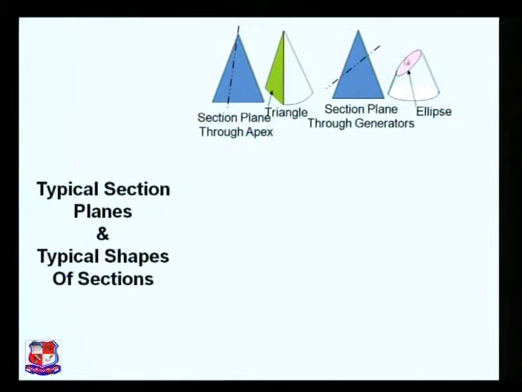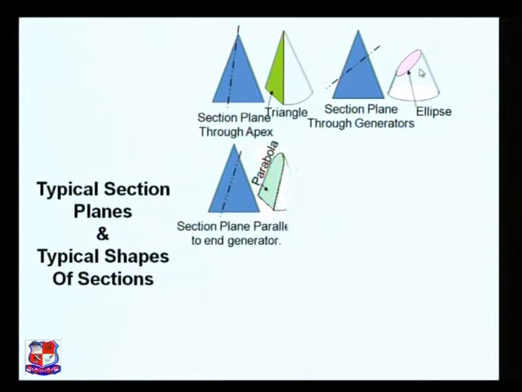Second cutting plane, certain angle, section plane through generator. Here the section plane cuts the generator of this cone, so the elliptical shape would be visible. Then third case, section plane parallel to end generator. Here this cutting plane is parallel to this generator, end generator, so the shape which would be here, that is parabola. The cut portion would be parabolic in shape.